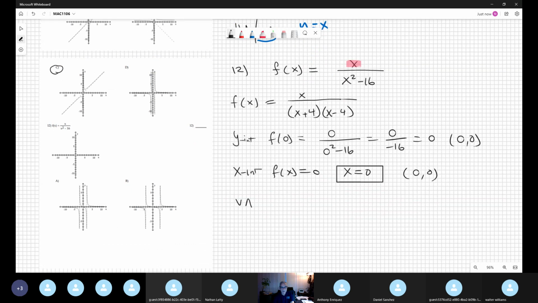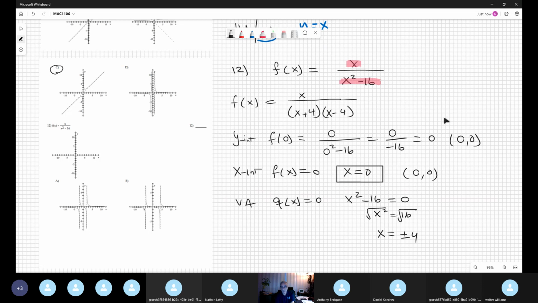Okay, now the vertical asymptote. Remember, you take q of x equals 0. Who is q? The polynomial in the denominator. Entonces, x squared minus 16 equals 0. x squared equals positive 16, take the square root of both sides. x is equal to plus or minus 4. So actually, we have 2 vertical asymptotes.